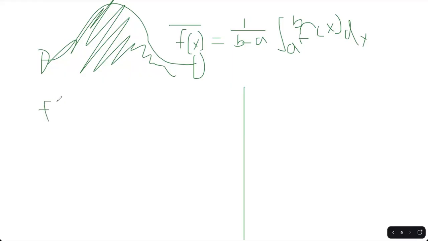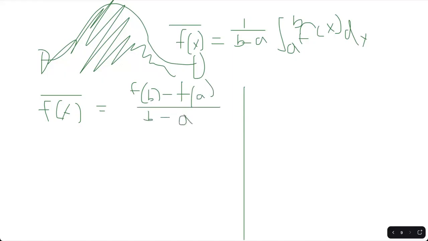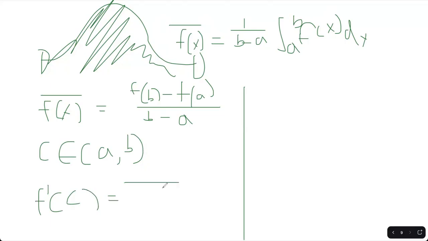average rate of change of a function over some interval is f of b minus f of a over b minus a. That's the definition of average rate of change over an interval. Now the mean value theorem for derivatives states that there exists some c within (a, b). This ∈ symbol basically means belongs to, such that f prime of c is equal to this average rate of change.